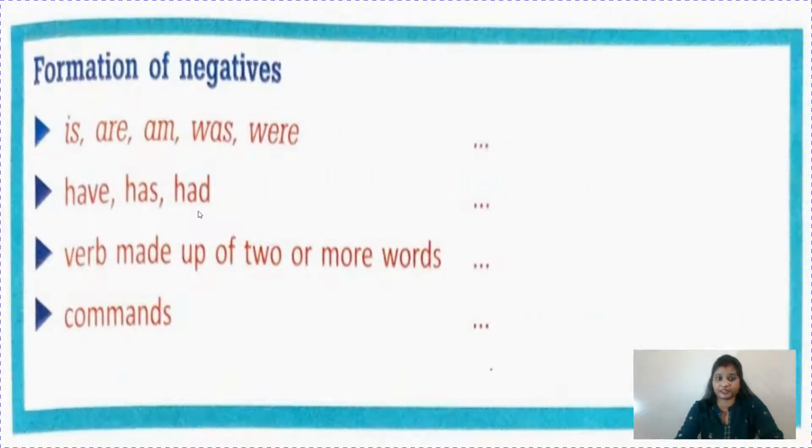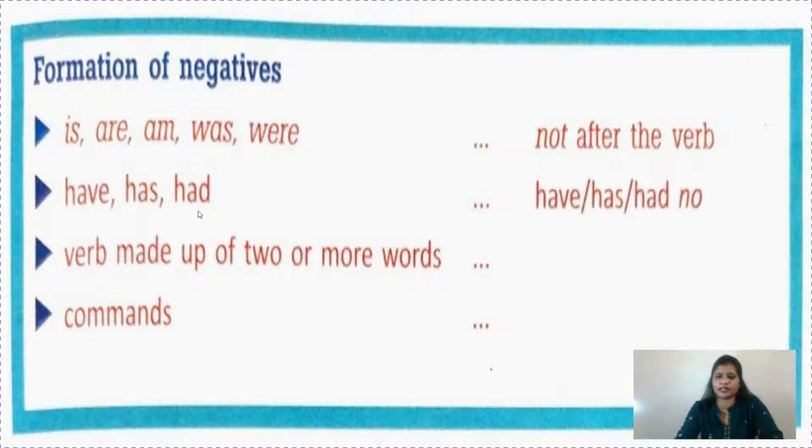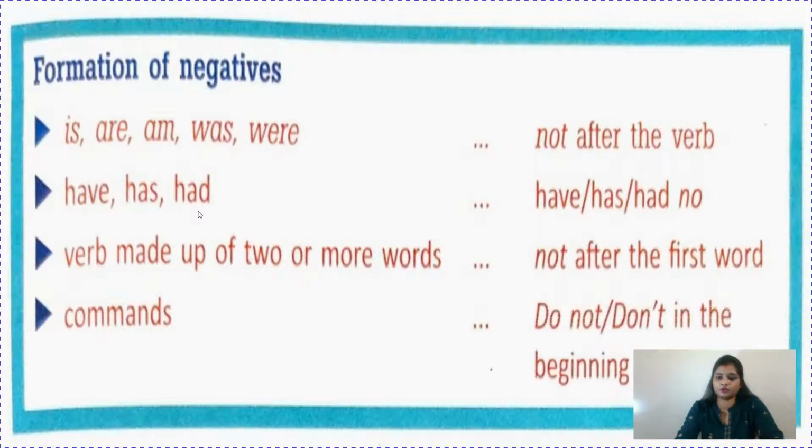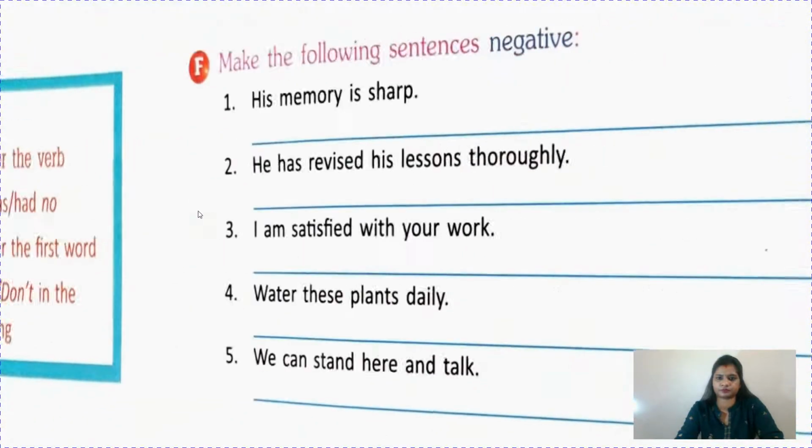Now, formation of negatives. When you are using is, are, am, was, were, just add not after these verbs. Has, have, had: after these, just put no. When the verb is made up of two or more words, put not after the first word, like we have read has got. So has not got, have got, have not got, like this. Commands: only do not or don't at the beginning.